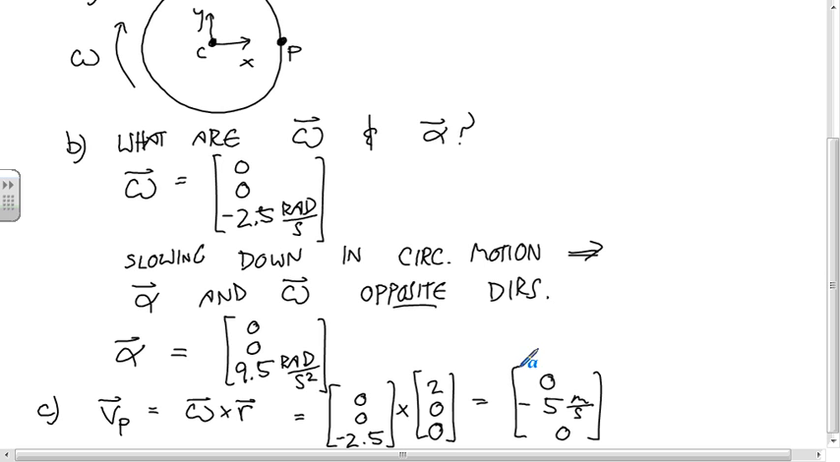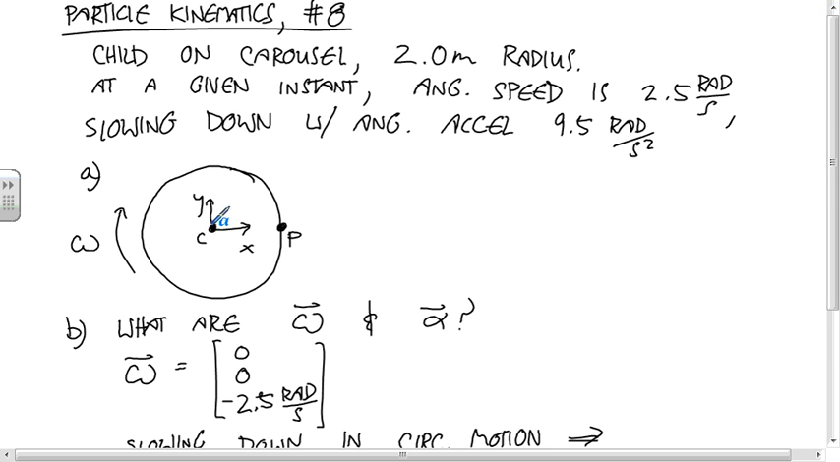I think in my solution I have it as 0, positive 5, 0, probably because it's going the other way, yep. So you're representing a vector going from the center of the rotation to the object that you care about. That's right. Then if the object was up top, it would be 0, 2, 0, yeah.